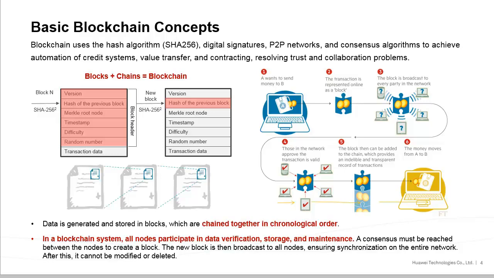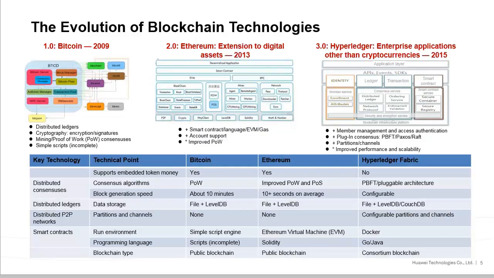Blockchain, like its name implies, can be visualized as a chain of blocks. This figure here illustrates this. The pink section is called the block header. It records the block's version number, the hash of the previous block, and the timestamp of the Merkle root node. A new block then stores the hash of the previous block, allowing them to be linked together. This ensures the data cannot be tampered with.